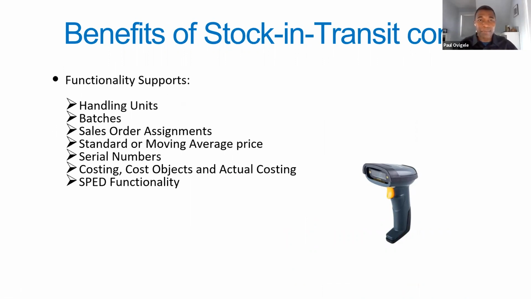functionality, like handling units, batches, sales order assignments. So you can have this, whether it's sales order stock or even project stock, whatever type of inventory segment it supports: standard moving average price, serial numbers, all types of costing, cost objects, actual costing, and then also SPED functionality. So it's heavily embedded with standard SAP. There's one or two kind of enhancements if you need them, and I'll talk about those later, but for the most part, this is standard SAP.